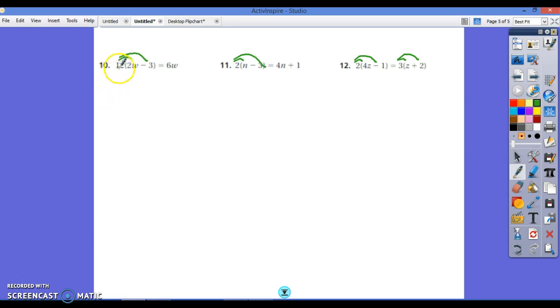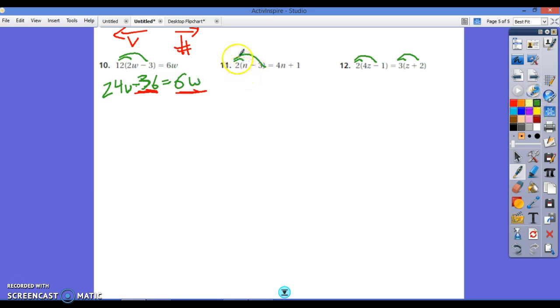So for number 10, 12 times the difference of 2w and 3, or negative 3. I'm going to end up with 24w minus 36 is equal to 6w. Remember, at this point, we want to get all our numbers on the right-hand side, all of our variables on the left-hand side. So think about what you need to do with this negative 36 here, and think about what you have to do to this 6w to get it all on this variables on one side, numbers on the other.